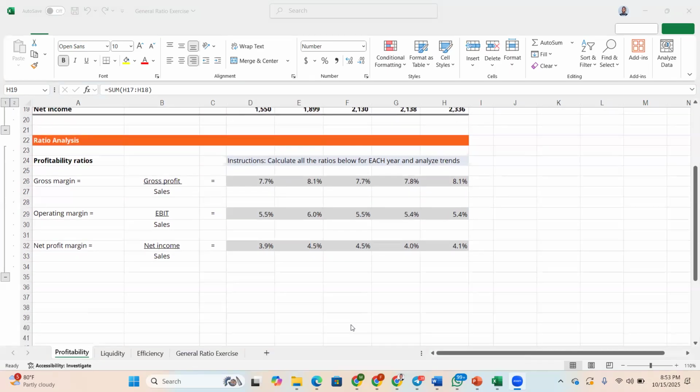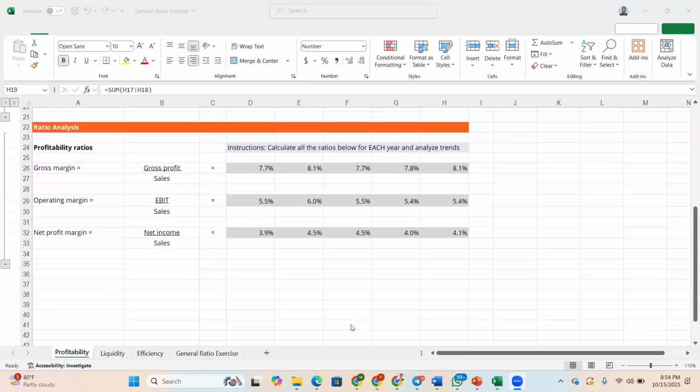Which of these ratios reports the best performance? Let's be sincere. Which of these ratios reports the best performance? Well, if we judge based on net profit margin, we'll go with year two and three. Year two and three, we have a tie.